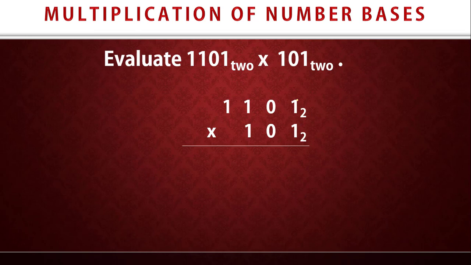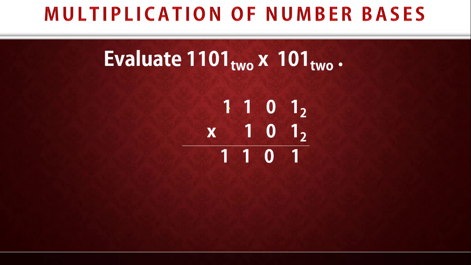1 multiplied by 1, that will give us 1, and our result, which is 1, is less than the required base. Our required base is 2. 1 is less than 2, so we write down the 1 directly. 1 times 0, that will give 0. Anything multiplied by 0 is still 0. So that means our value is 0. 0 is less than 2. We can write the 0 directly. 1 multiplied by 1, that will give us 1. 1 is less than 2, so we can write the 1 directly. 1 times 1, that will give us 1, so we can write the 1 directly.